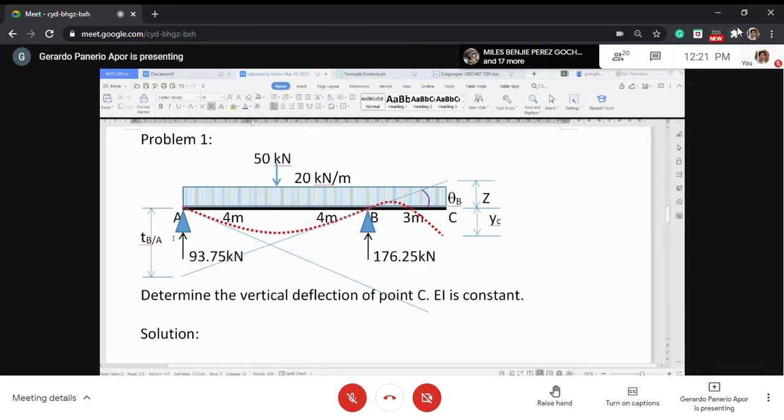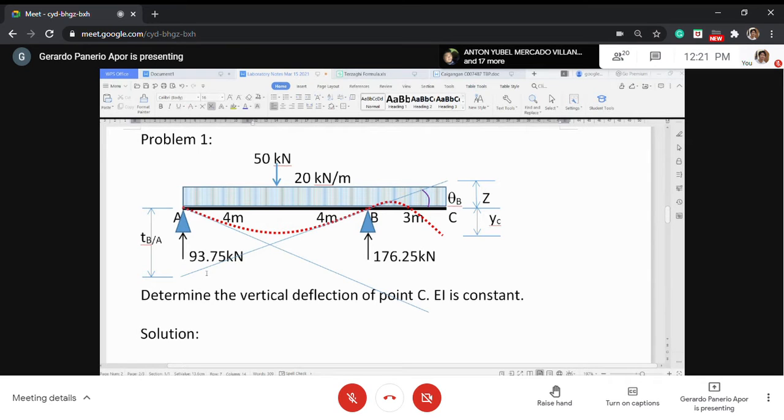under those two points being considered, you have to take the area of your M over EI diagram multiplied by the distance of the centroid of that M over EI diagram with respect to the point where you want to consider. Okay, at this point I consider it at A, so the point of reference is A. So this is the TBA.